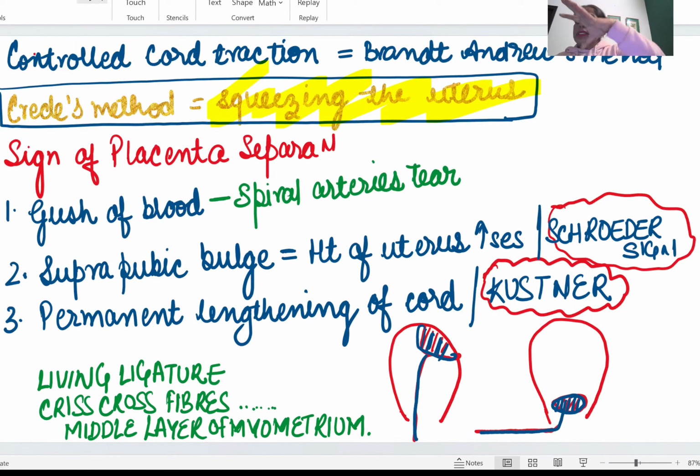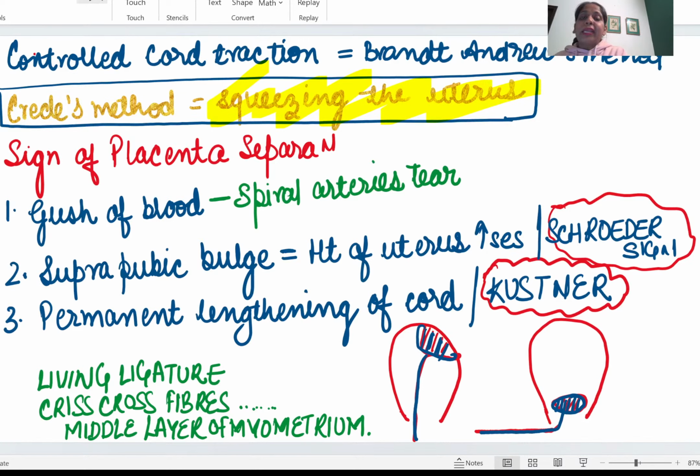In that method, we squeeze the uterus like this, and we forcefully extract the placenta out of it. So it is obsolete, we are not doing that. Just remember, we are only doing the Brandt-Andrews method.